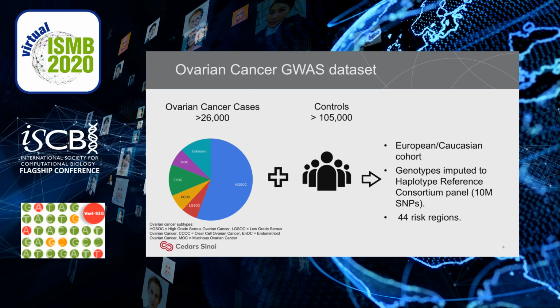The disease we studied here is ovarian cancer, which is the most lethal gynecologic cancer in the world. And this ovarian cancer GWAS dataset has around 26,000 cases and 105,000 controls. The largest subtype in ovarian cancer is HGSOC. And from the GWAS, we identified 44 risk regions. The first question we asked was where the risk SNPs reside in.